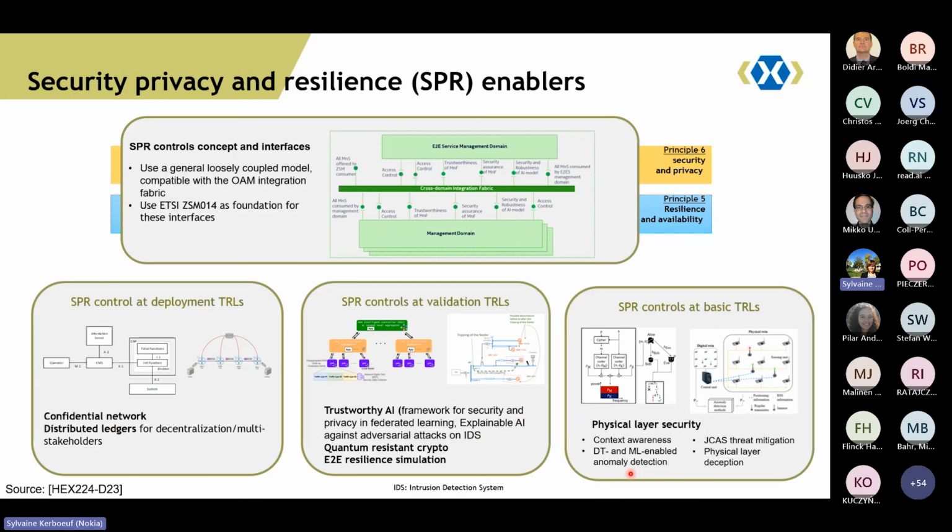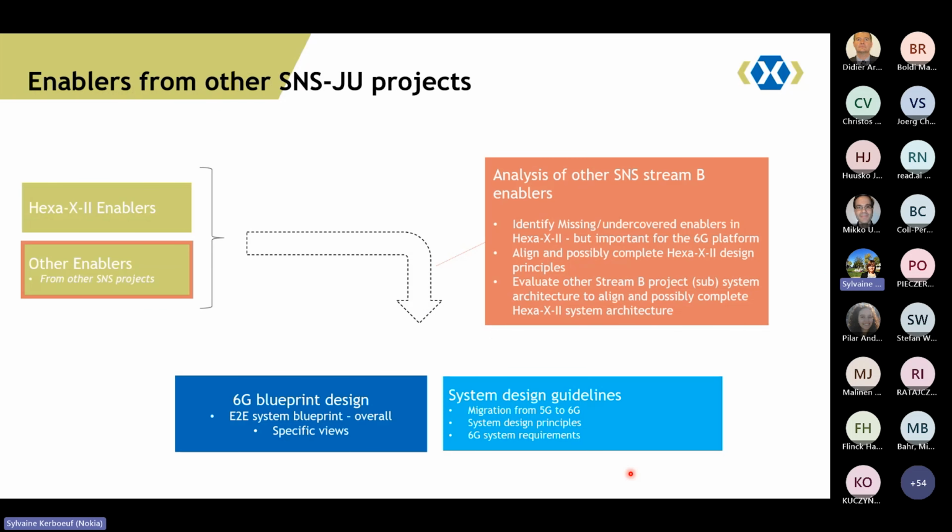And I just want to give a quick feedback from what we did from the analysis of the enablers of the SNS-JU projects that we invited for the first workshop. So as already pointed out by Miko, we want to check any uncovered or missing enablers in Hexa-X-II, but that are important for the 6G platform, and so we want to consider them for this overall system blueprint.